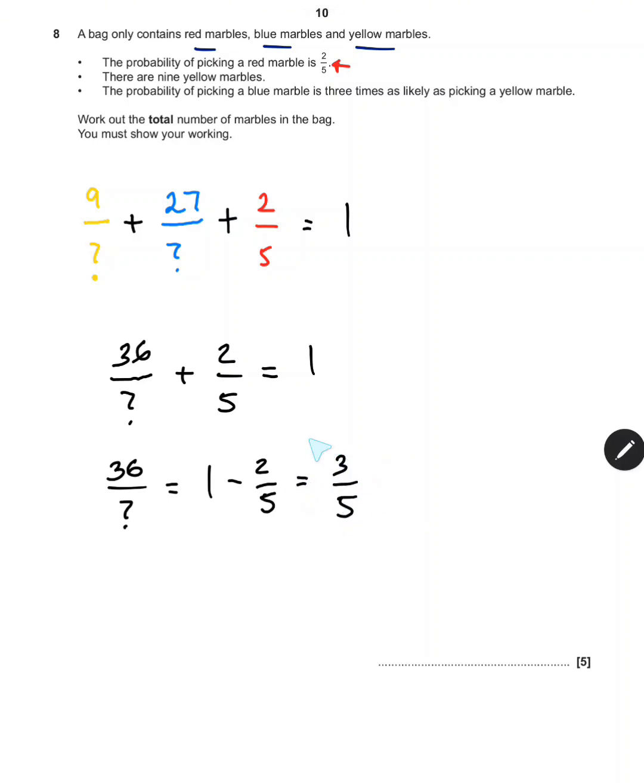So all I've got to do now is convert this fraction of 3/5 into 36 somethings. So I'll just rewrite it. 3/5 equals 36 somethings. Well, if I multiply that by 12, I get 36. So I'm going to multiply that by 12, and 5 times 12 is 60.